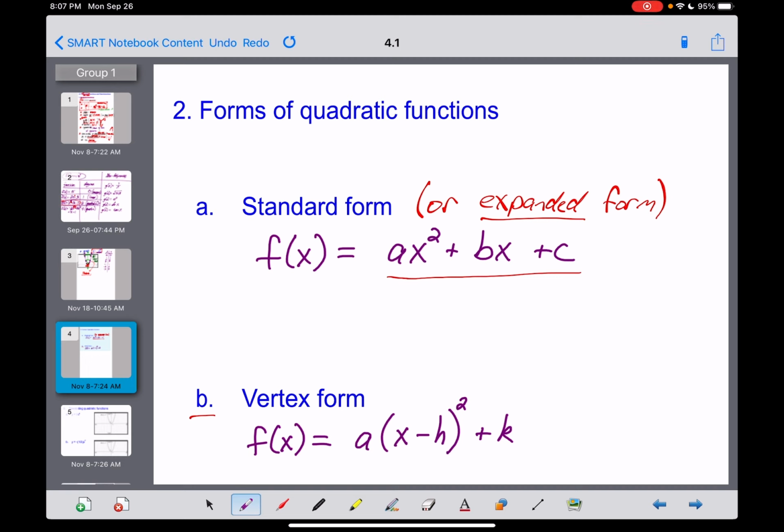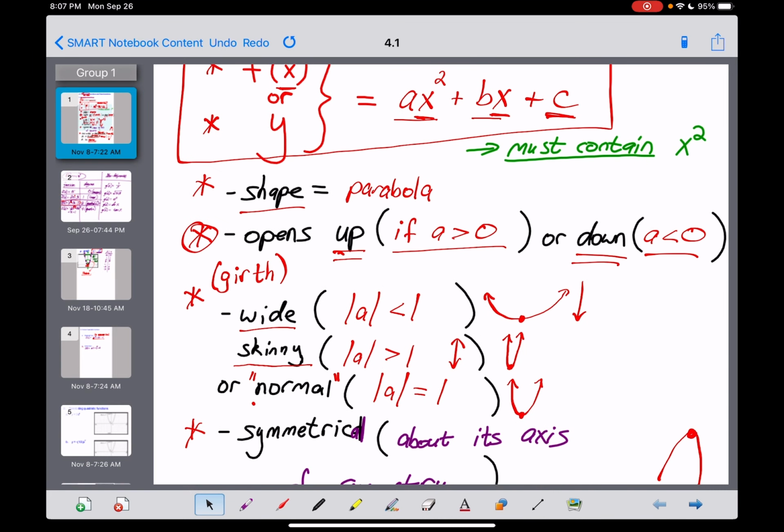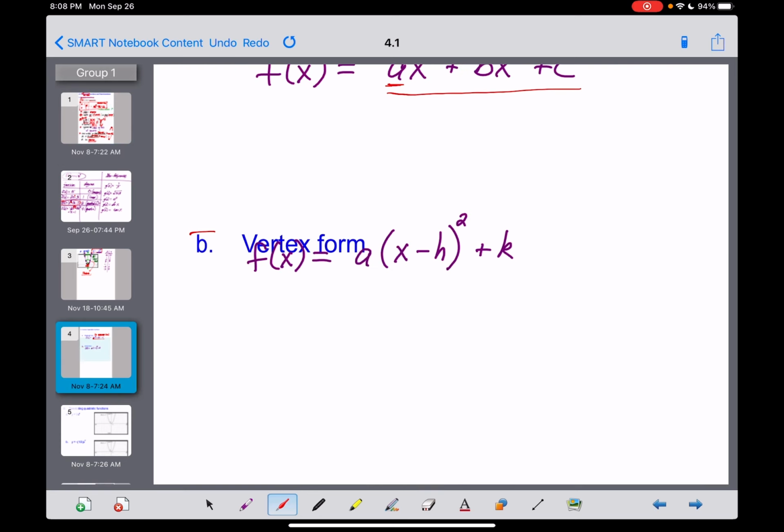Before we move off this page, I want to give you just a little bit of extra info. a is everything that we talked about back on the first slide. So that tells us a lot. a tells us what direction our parabola opens, up if a is positive, down if a is negative, and it also tells us the girth of our parabola. If a is 1 or -1, it's normal. If the absolute value of a is less than 1, it's a wide parabola. And if the absolute value of a is greater than 1, then it's a skinny parabola. All of that information we get from a.